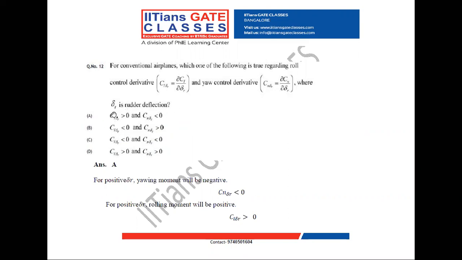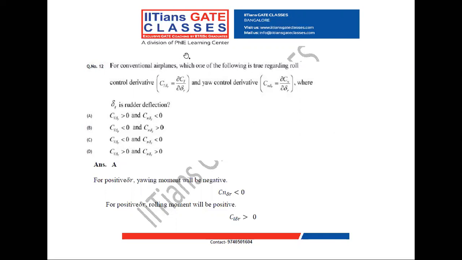And option A is given as CL del R greater than 0 and Cn del R less than 0. Option B is CL del R less than 0 and Cn del R greater than 0. Option C is CL del R less than 0 and Cn del R less than 0. Option D, CL del R greater than 0 and Cn del R greater than 0.